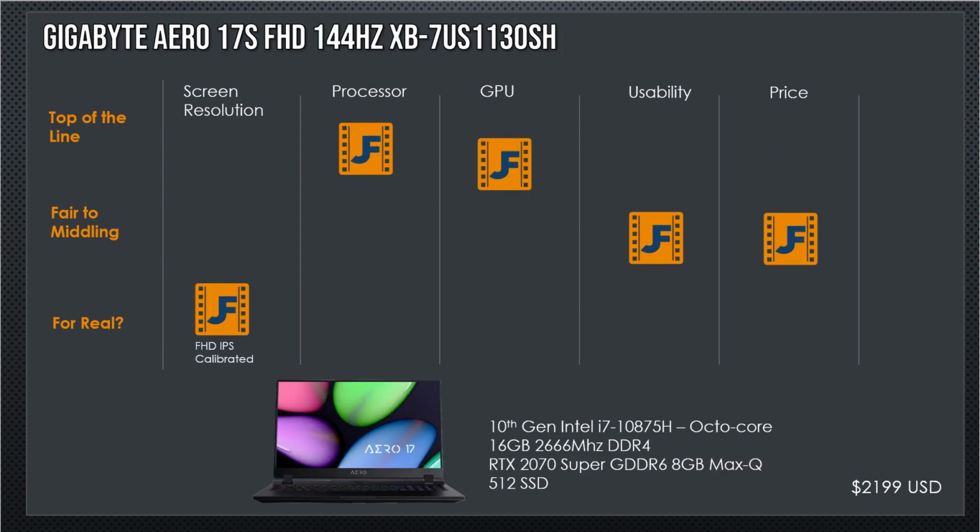Oh yeah, and it gets more confusing now. Here's the 17-inch model. It's a full HD display, but that might be your jam. Comes with an RTX 2070, a 10th gen 8-core processor, 16 gigabytes of RAM, and 512 gigabyte SSD for $2,200.